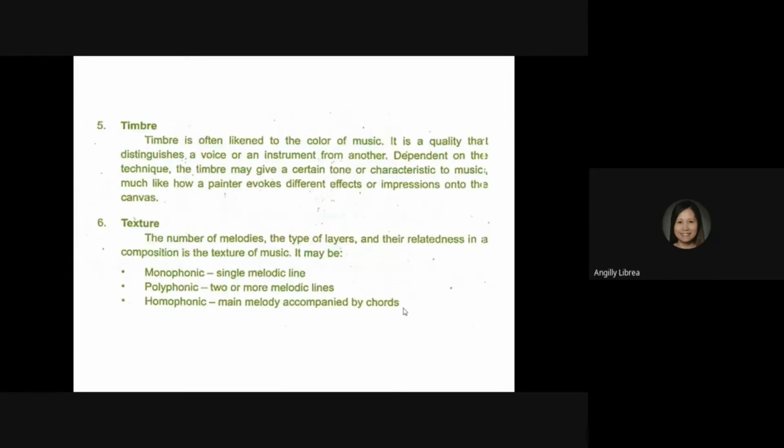Next, fifth is timbre. Timbre is often likened to the color of music. It is a quality that distinguishes a voice or an instrument from another. Dependent on the technique, the timbre may give a certain tone or characteristic to music, much like how a painter evokes different effects or impressions onto the canvas.